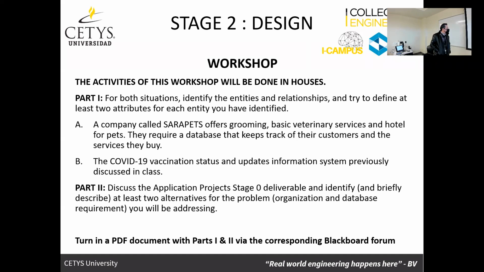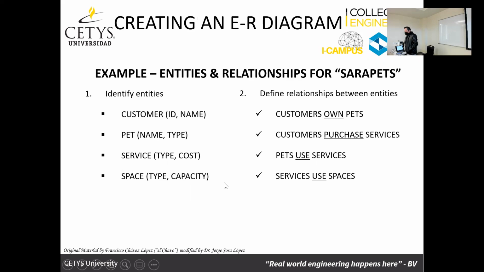So we had two situations. One was Sarah Pets' grooming, basic veterinary services and hotel for pets, and the other was the continuation of the COVID-19 vaccination status system. You worked on these, and these are just examples of how we could represent some entities and relationships. Maybe you added some more, maybe you named them differently.